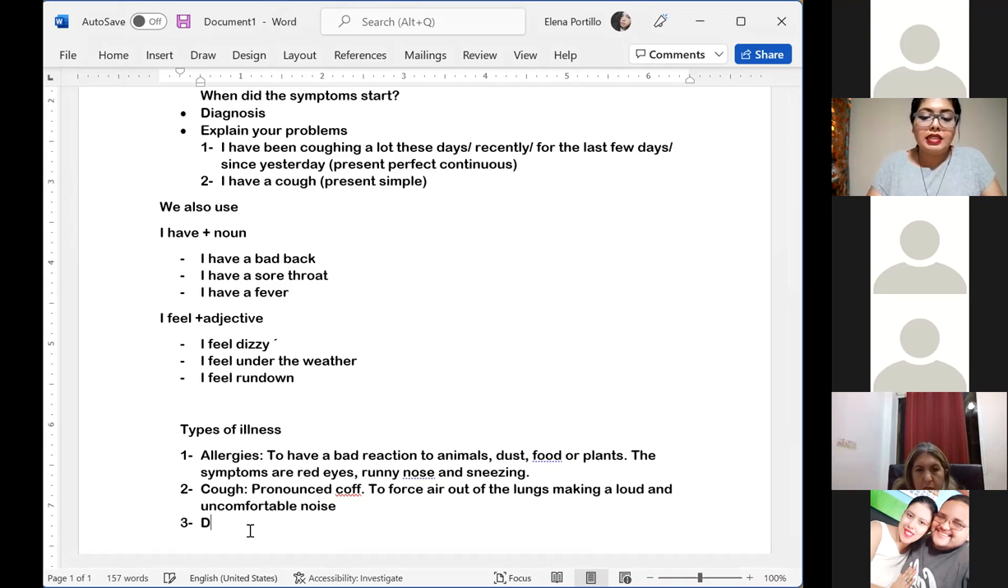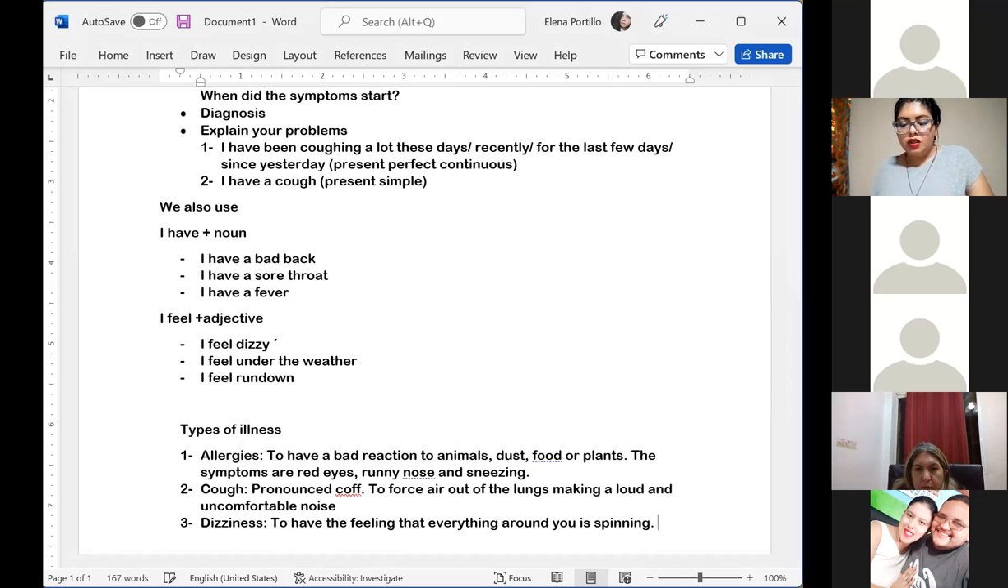Number three, dizziness. This is to have the feeling that everything around you is spinning. Okay, dizziness is to have the feeling that everything around you is spinning. Es sentirse mareado, ¿verdad? Dizziness es estar mareado.